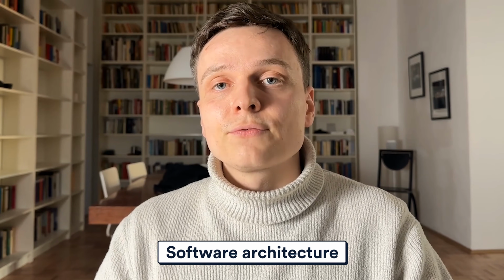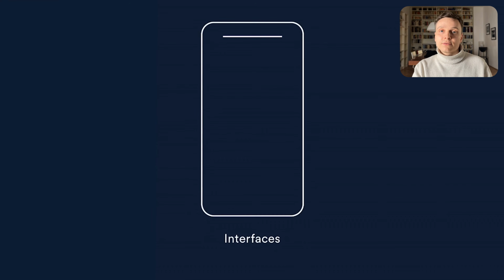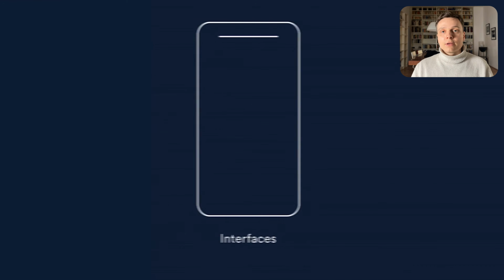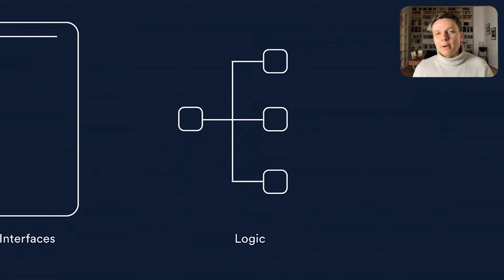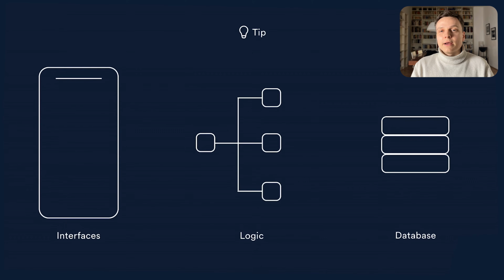Now, before we take a look at the platform, some basics of software architecture. At a high level, any app you use has 3 layers. The interfaces, those are the screens you interact with, what you see as an end user, the buttons you press. Then you have the logic. This is the part that automates workflow steps for us, the things that run in the background. And finally, you have the database. This is where we have our application's data, where we have this data persist. So remember those 3 layers: interfaces, logic, and database.